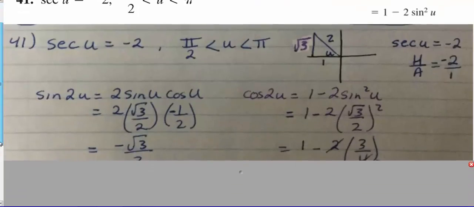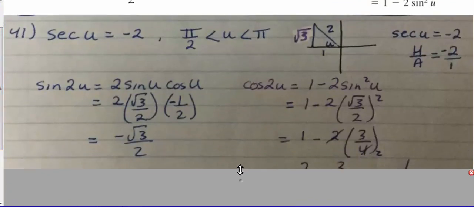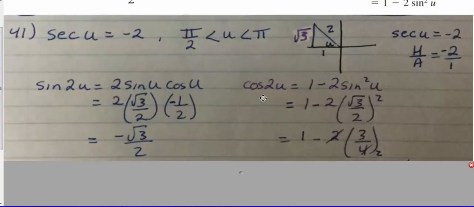Now again, given the fact that we're asked to find sine of 2 theta, cos of 2 theta, and so on, we don't have that information yet. The triangle allows me to quickly determine what is sine of this angle, cos of this angle, and tan of this angle, but not actually what is sine of double that angle.